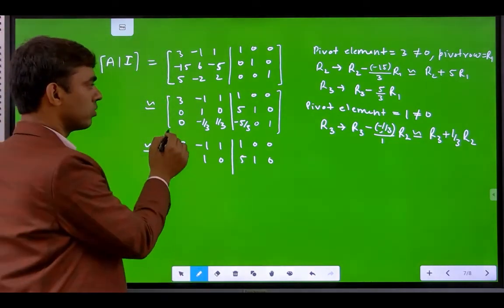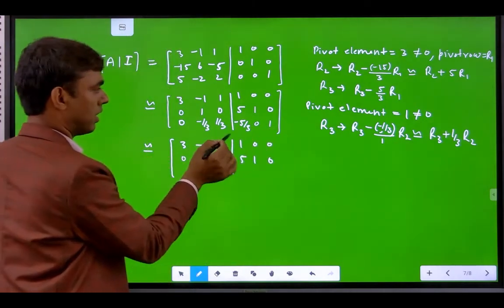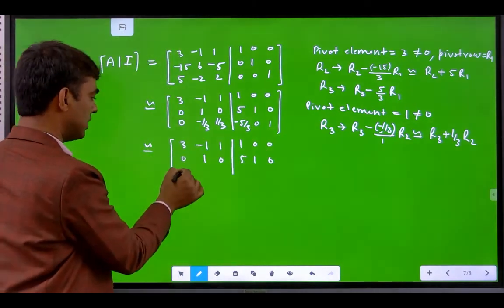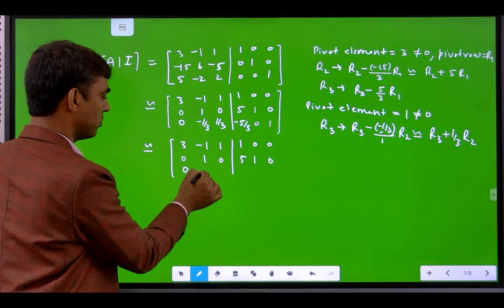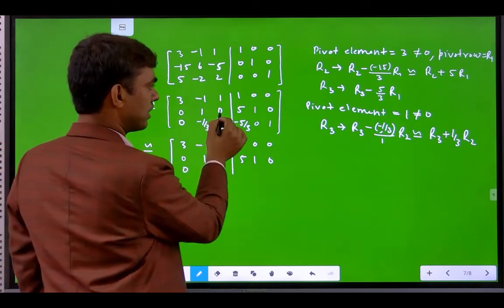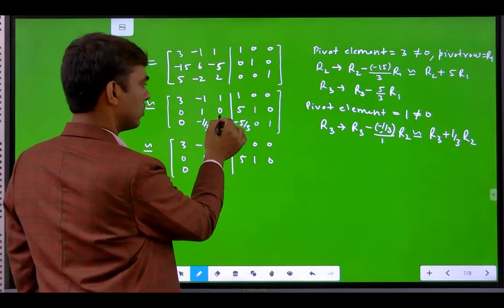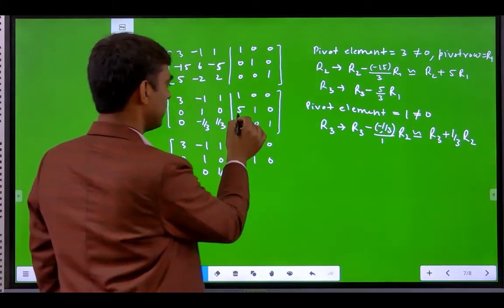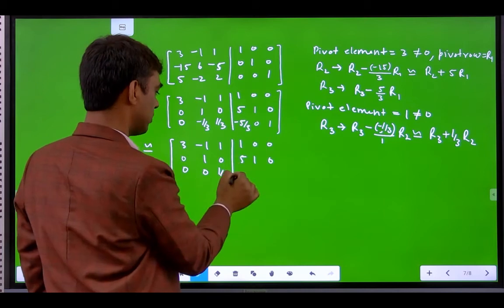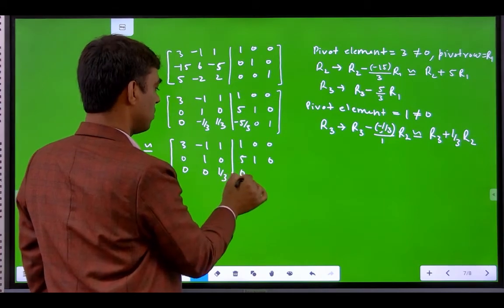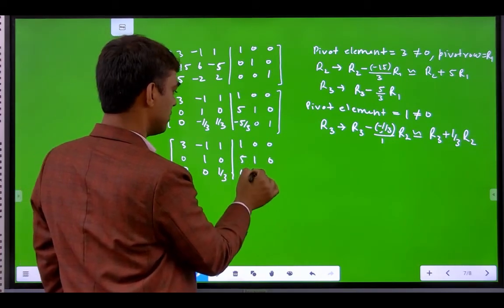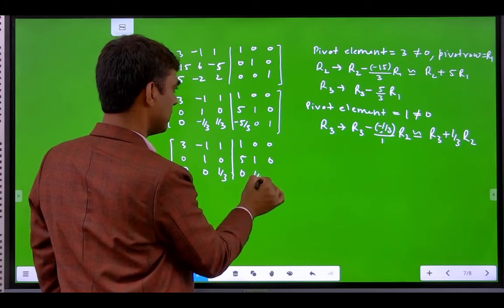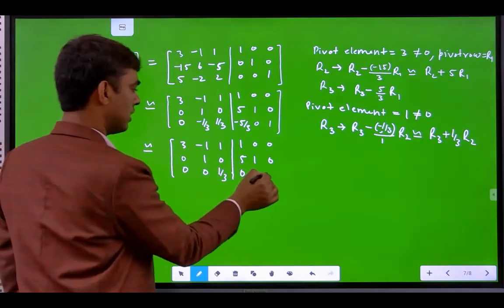In the third row, we multiplied R2 by 1 by 3. So this one is a 0, this one is a 0. Here we multiplied by 1 by 3, so there is no change here. This becomes 1 by 3, and here this becomes 5 by 3, and this becomes 0, and here this becomes 1 by 3, 1 by 3, and this becomes 1.